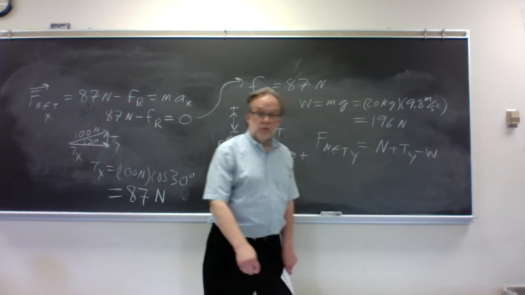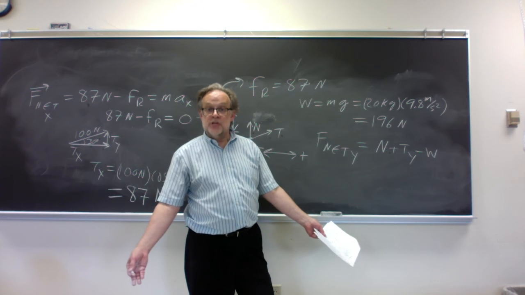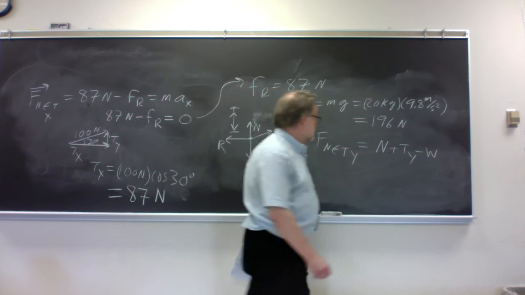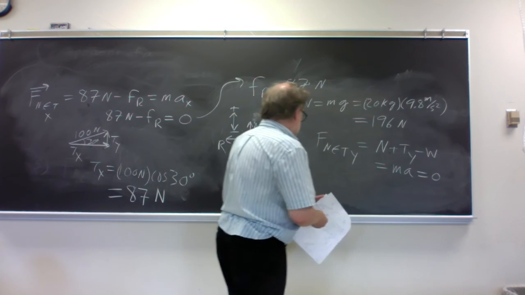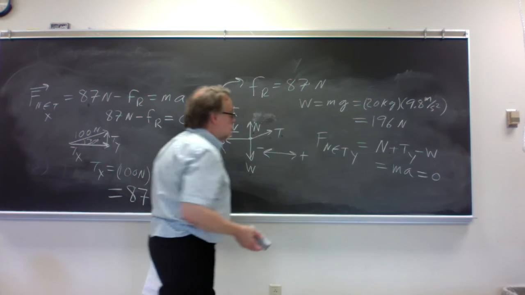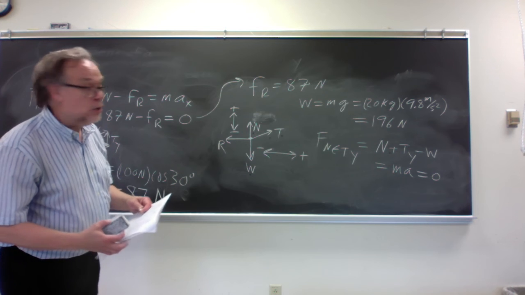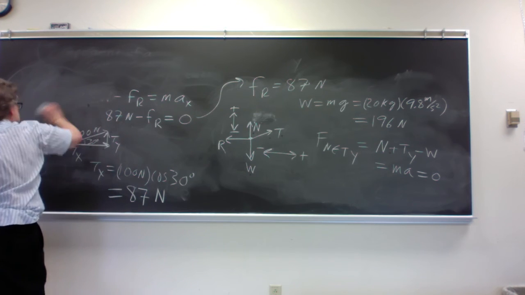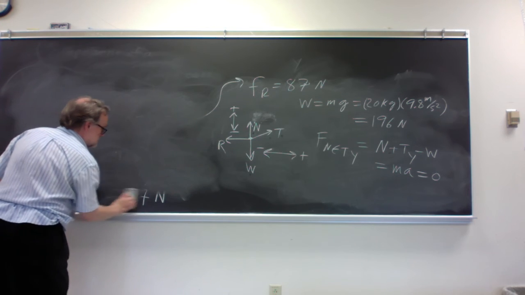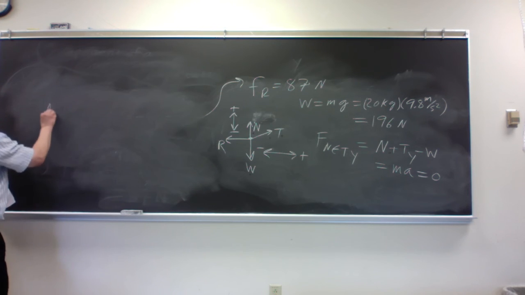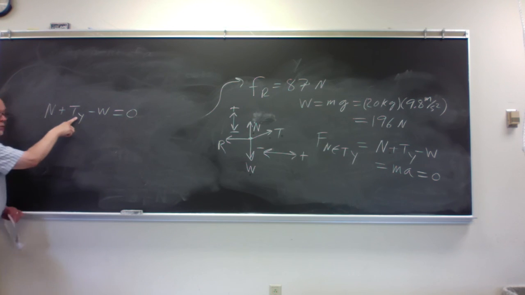And of course, being a net force, it's equal to mass times acceleration, but the velocity is constant, so there is no acceleration. So what we have is normal force plus y component of tension minus weight equals 0. We need to figure out what this is.